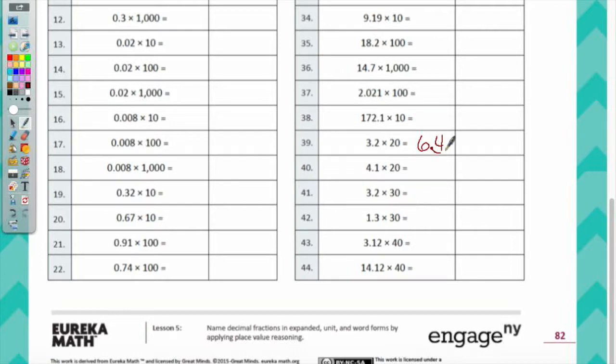And how many times do I hop the decimal? 1. How do you know it's 1? Because there's only one 0. So the answer to that one is 64. Okay, I'm going to give you 5 minutes to do this, and then we will grade it.